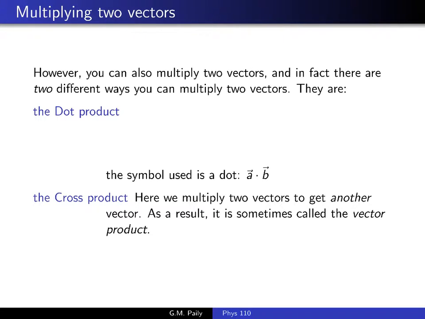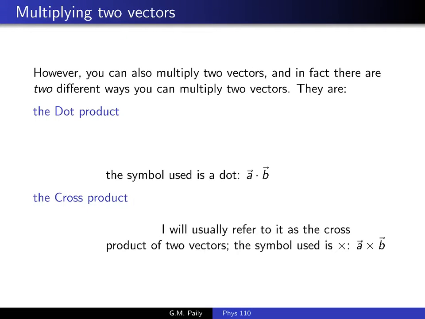The other kind of multiplication of two vectors is called the cross product. Here the result is another vector. The symbol is naturally a little times symbol, a little cross, and so we write A cross B like this.